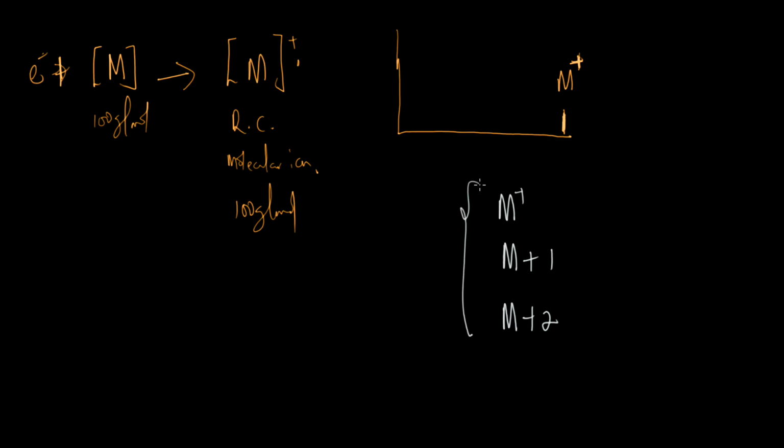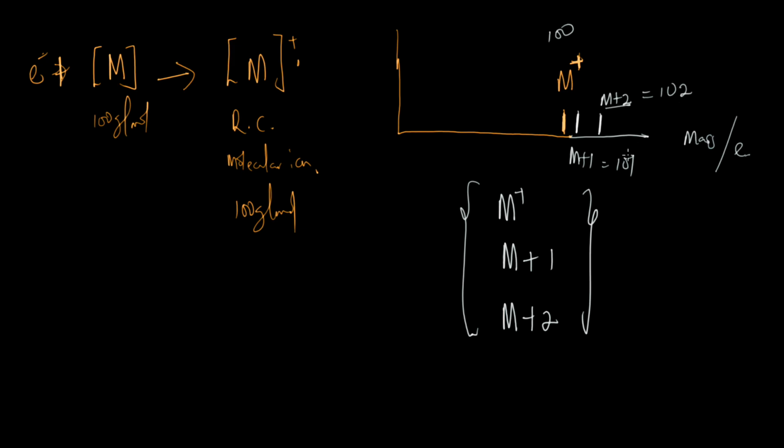So this corresponds to substances having isotopes, right? This is M plus, this one is M plus 1, and the third one is M plus 2. So this is how they are. Like the molecular mass plus 1. If the molecular mass is 100, this is mass per charge at the bottom here. So if this is 100, this one will be 101, and this one will be 102, right? So for substances having isotopes, that's what we're trying to see.